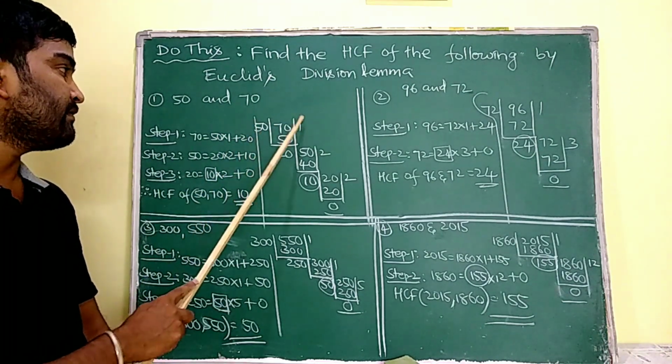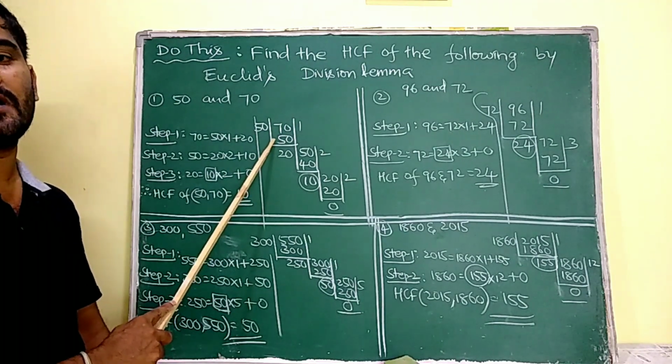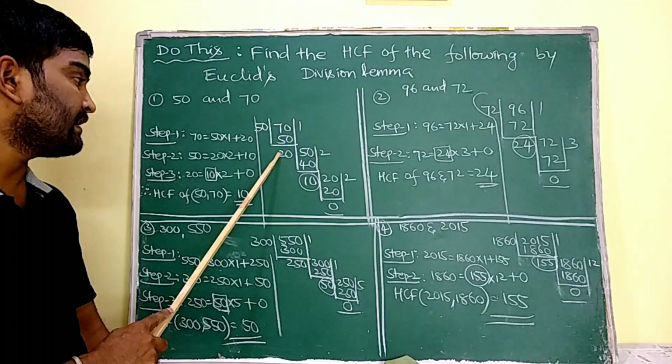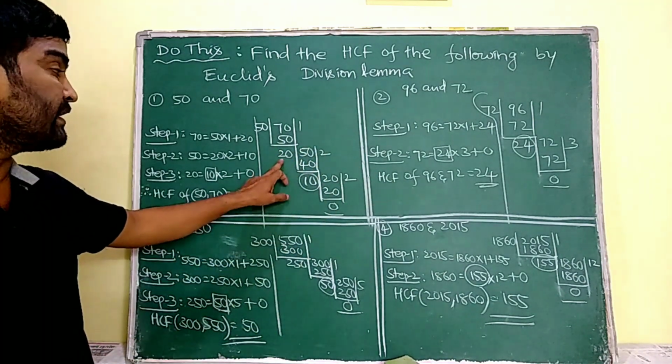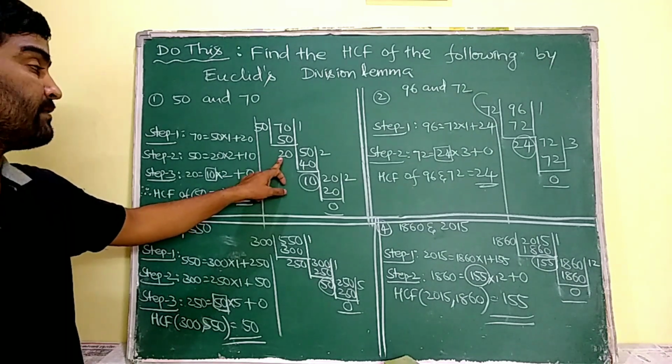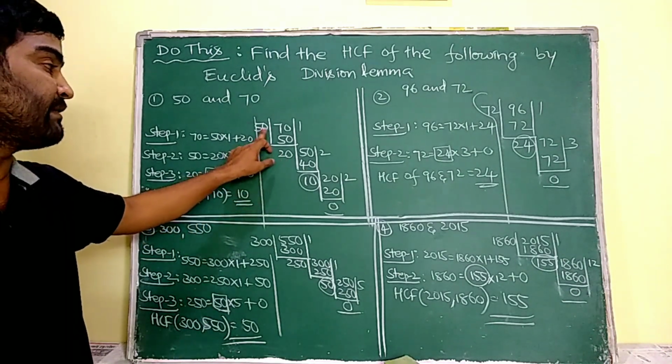So see, 50 into 1 is 50, long division method. In the long division method I am finding the HCF first. 50 into 1 is 50. The remainder here is 20. This 20 is not equal to 0, no. So I have to continue the division. That means with this 20 I have to divide 50.